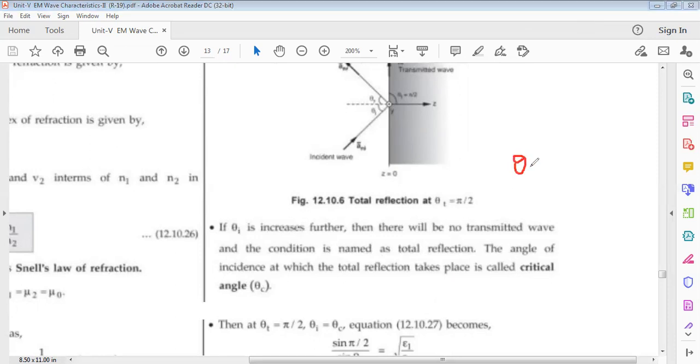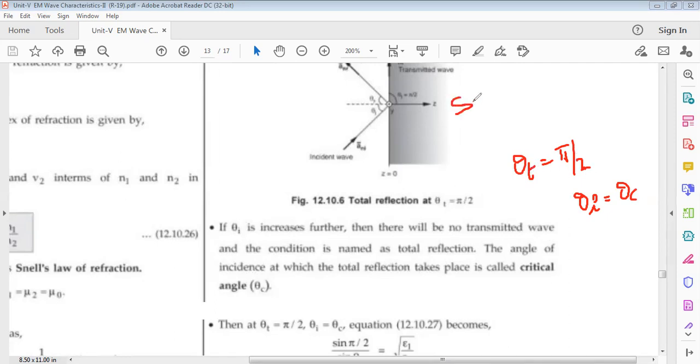Okay, it means theta T is equal to pi by 2. We get theta T equal to pi by 2 when you change theta I, as it increases up to theta C, the angle of incidence at which total reflection takes place. If theta I is equal to theta C, then theta T is equal to pi by 2.